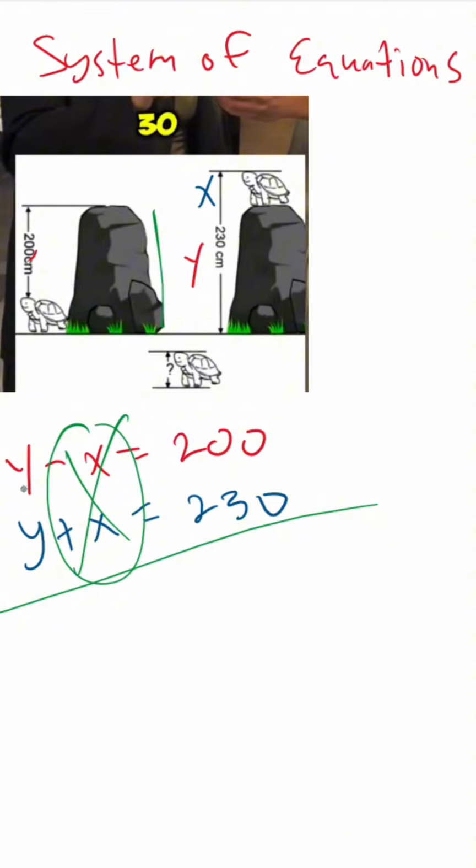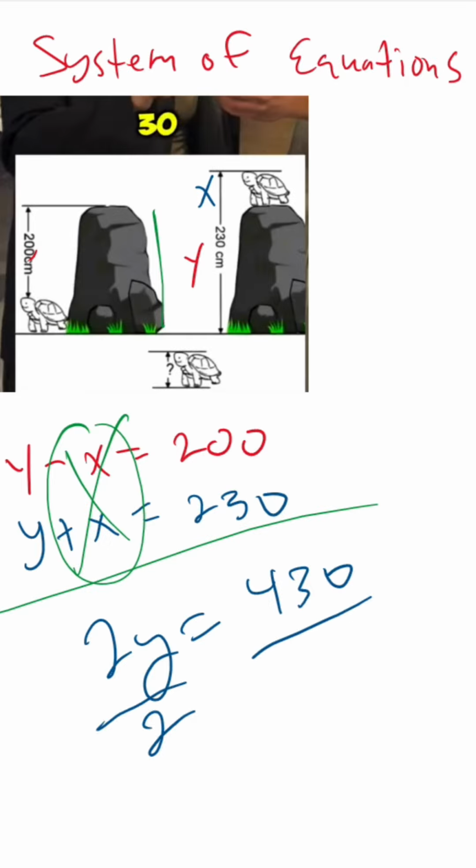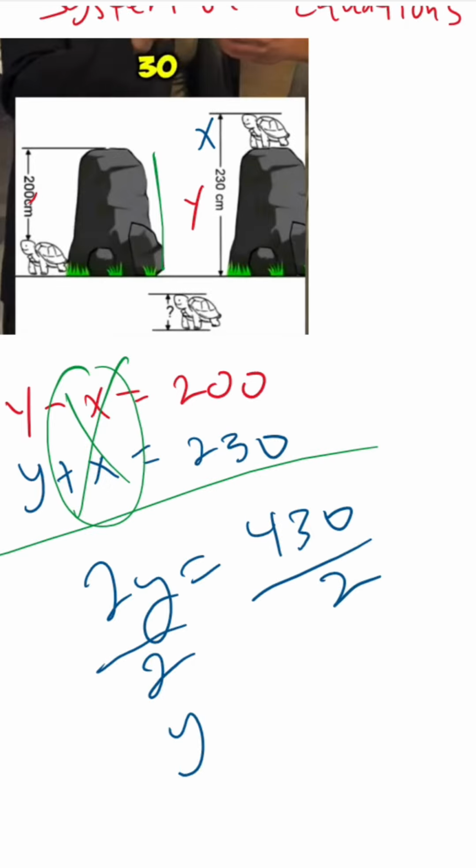So now we have Y plus Y, which is just going to be 2Y. And then over here, we have 200 plus 230, which is going to give us 430. Okay, so last thing we need to do, or close to the last thing we need to do, is we need to get our Y by itself. So we're going to divide both sides by 2. When we do that, we're going to get Y is equal to 215.